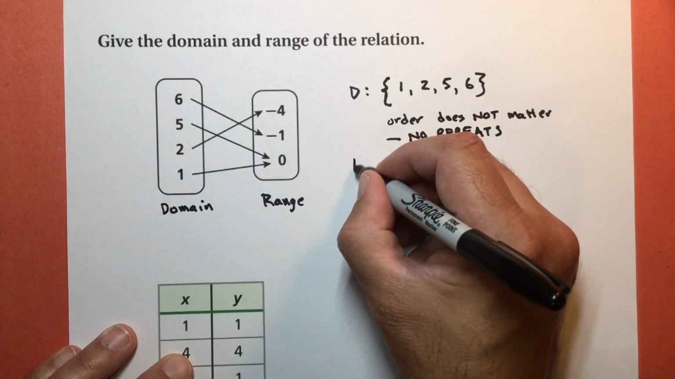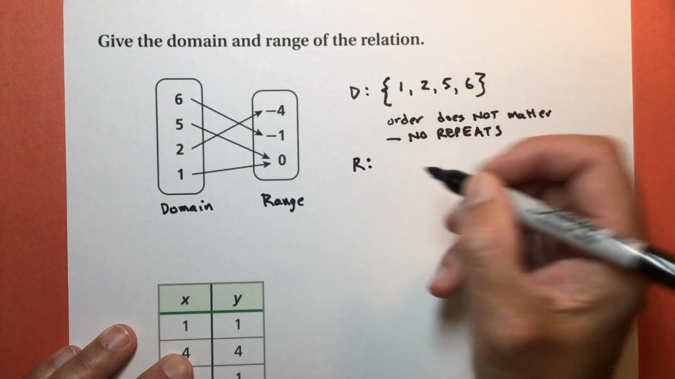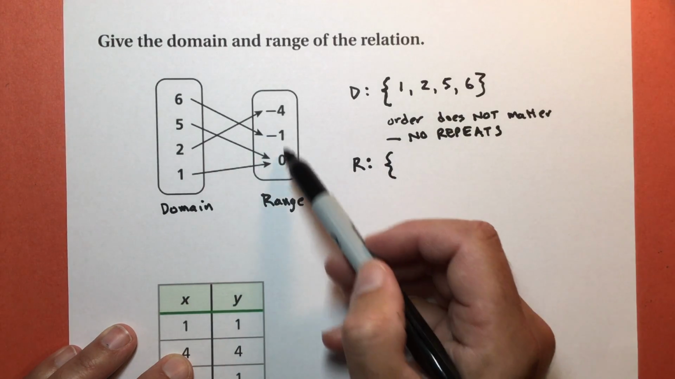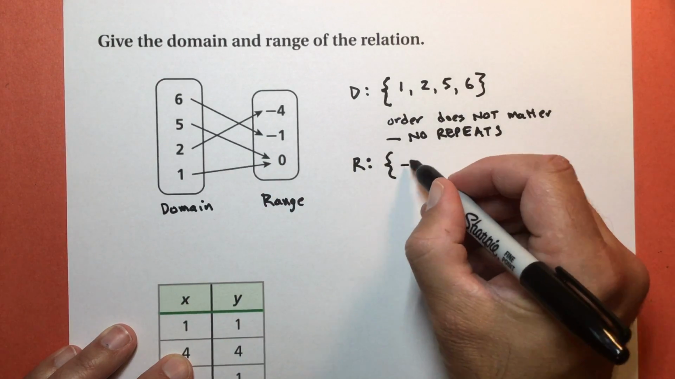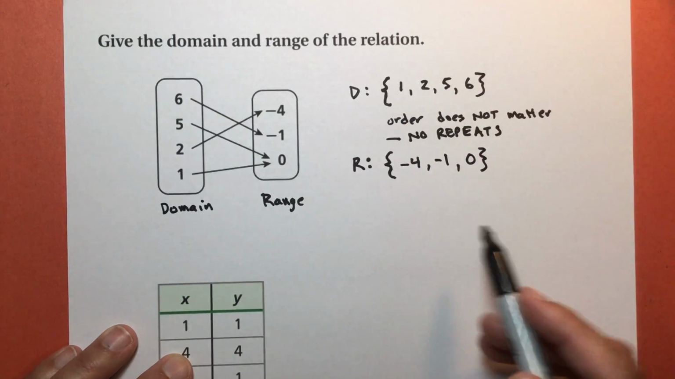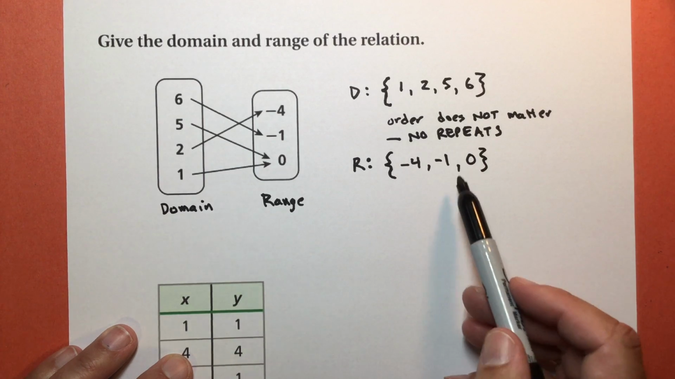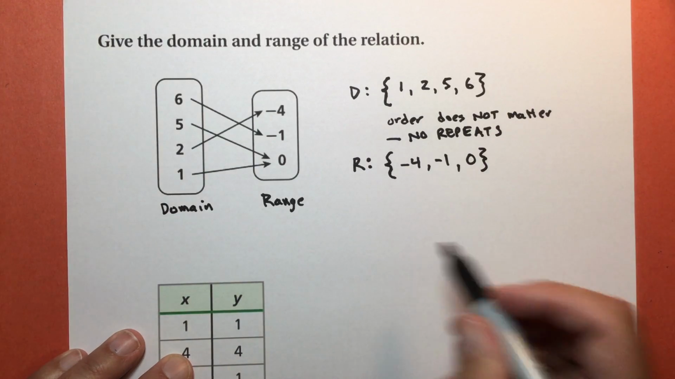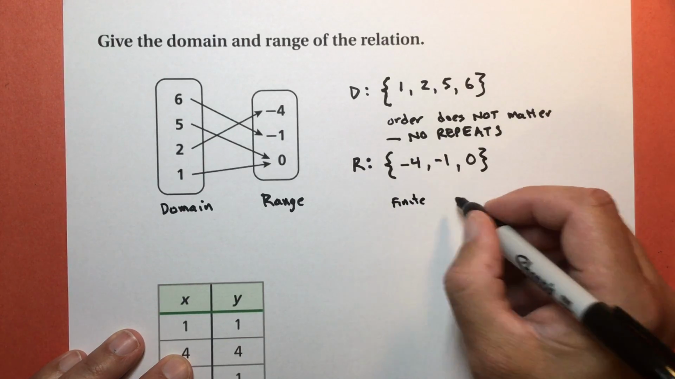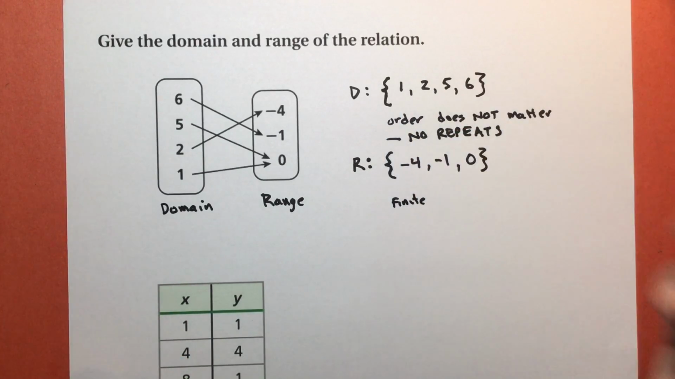For the range, I do kind of the same thing. Use an R with a colon, draw my set bracket, and then my numbers here for the range, -4, -1, 0. Again, the order doesn't matter, and there's no repeats. Okay? And this is what I would call a finite domain and range, because I can count. There's 4 of them in here, and there's 3 of them in there.